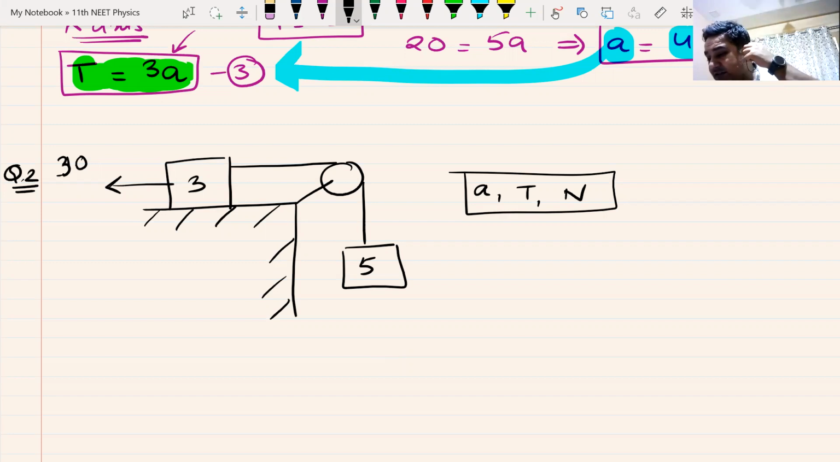N is 30. Yes, Niharika, N is 30. That is correct. N is 30, not a problem. What about the others? Acceleration and tension.